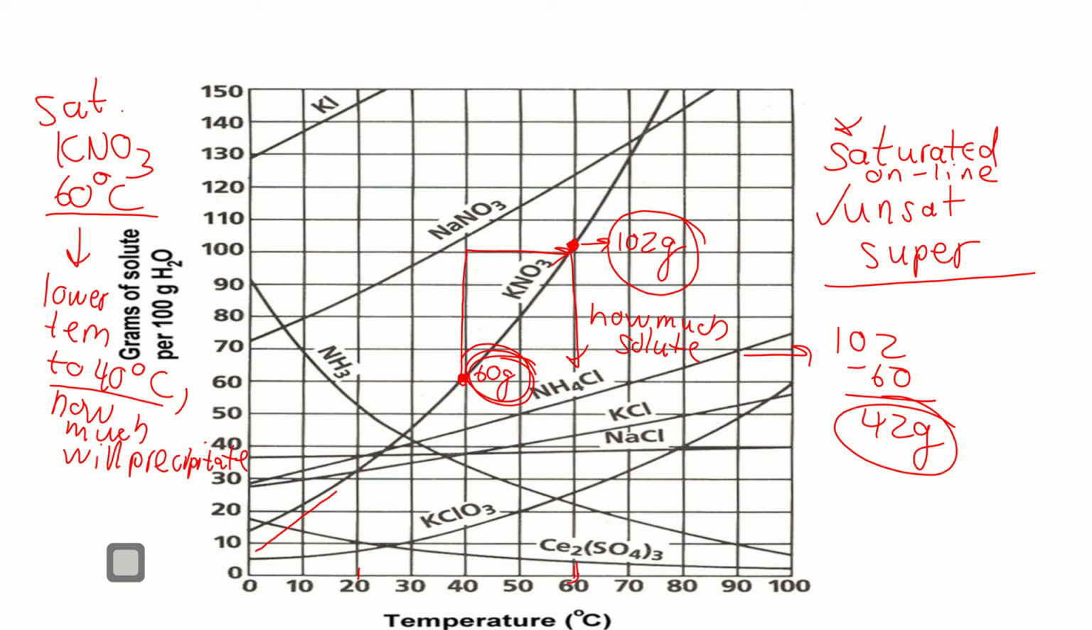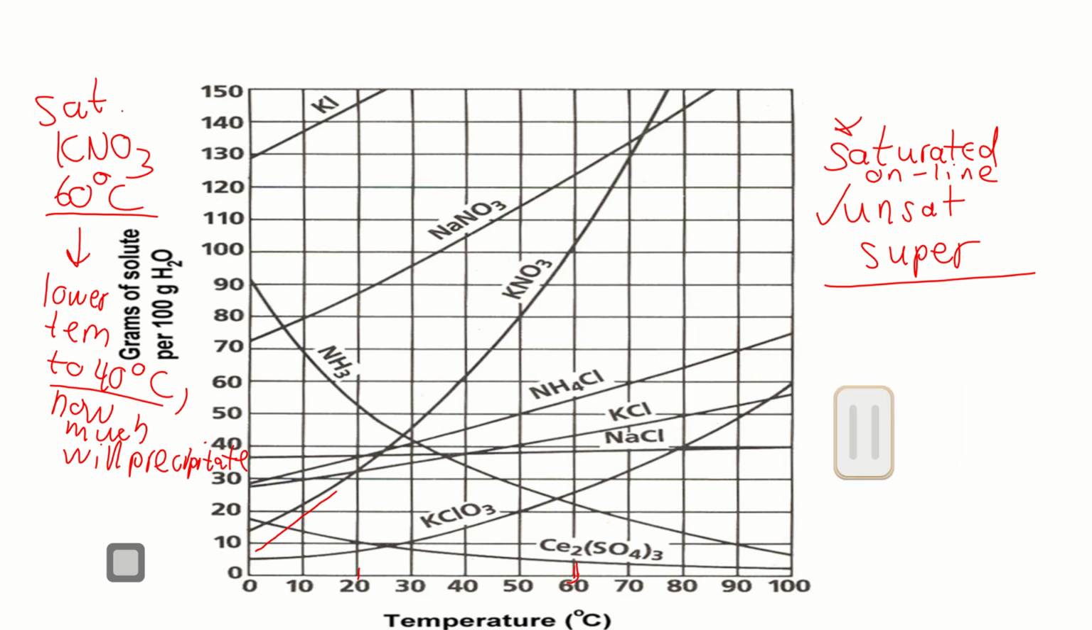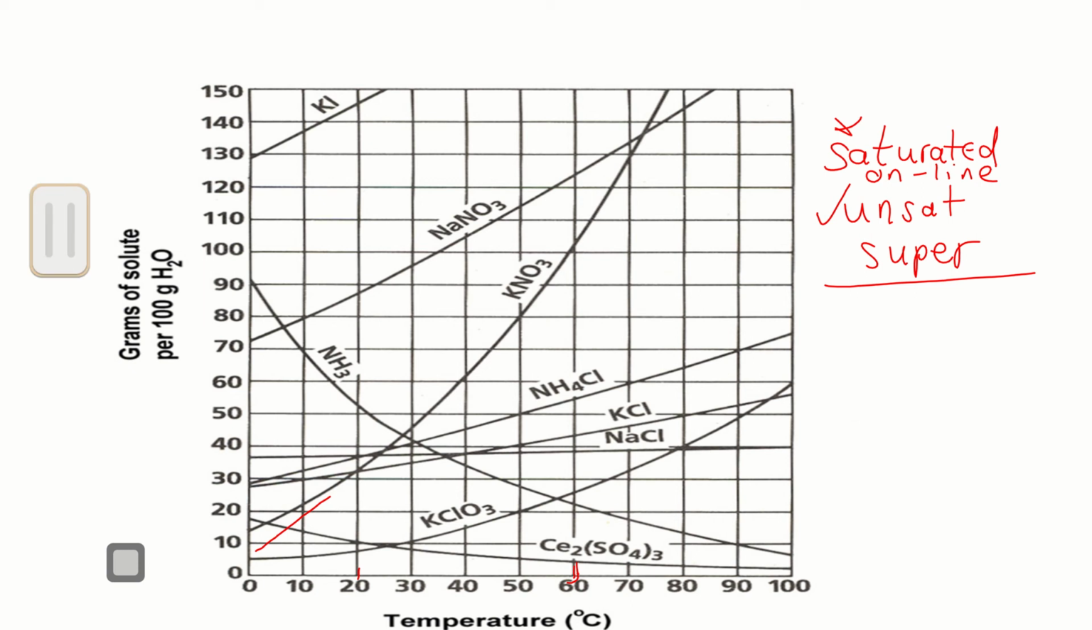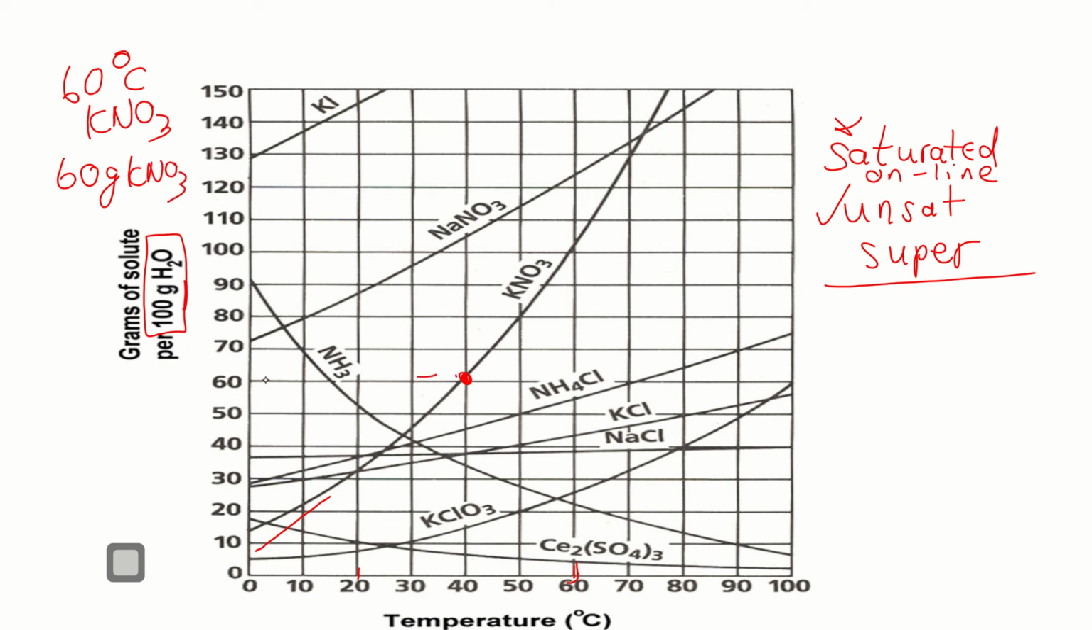The only other one that can come up, but I don't think it comes up too much in physical science, is making you pay attention to the y-axis where it says this is per 100 grams of water. What that means is if I have 100 grams of water, let's say I'm going to go back to the 60 degrees KNO3, I can get 60 grams of KNO3 in solution.